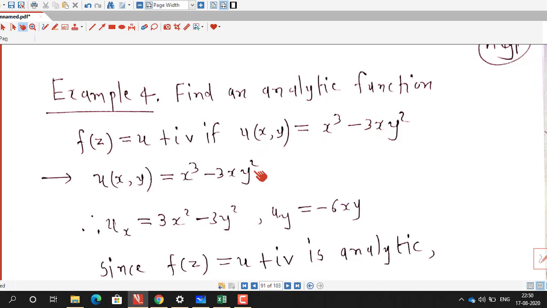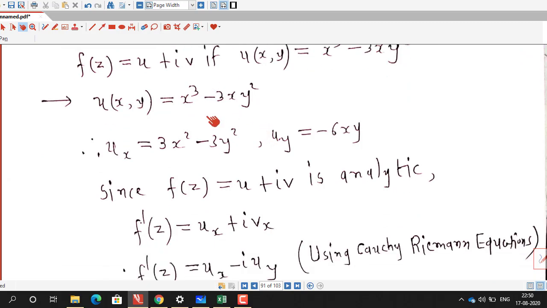So u is x cube minus 3xy square. The partial derivative with respect to x is 3x square minus 3y square, as y square is constant, and the derivative of x is 1. The partial derivative with respect to y: the derivative of x cube is 0, because we are differentiating with respect to y, so x is constant, therefore x cube is constant. And because x is constant, this minus 3x stays as it is, and the derivative of y square is 2y. So we have minus 6x into y.